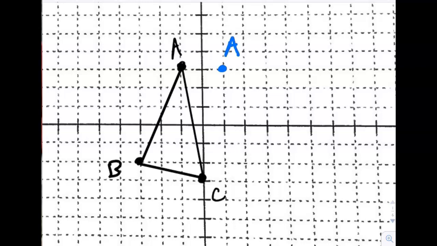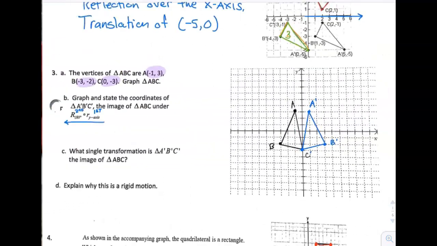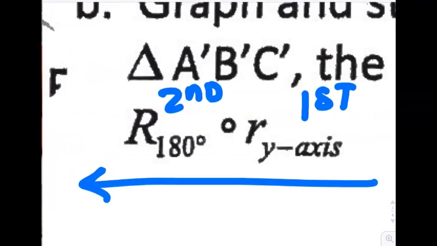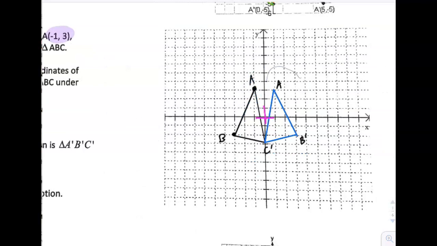So I go over 1 more for A. C is on the x-axis, and B is over 3. So I go over 3 more. So now I've reflected over the y-axis. That's step 1. Step 2 says now rotate it 180 degrees.